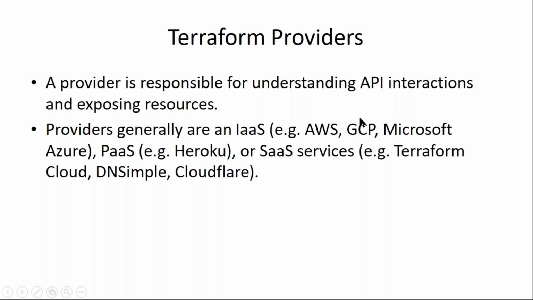There are a lot of types of clouds, as you know: IaaS, PaaS and SaaS clouds. Oracle is a SaaS cloud, a PaaS cloud, Heroku and all other general clouds are your IaaS. Terraform can work with any type of cloud, and it also uses DNS Simple. It also works with Cloudflare, which is another set of tools provided by the cloud.